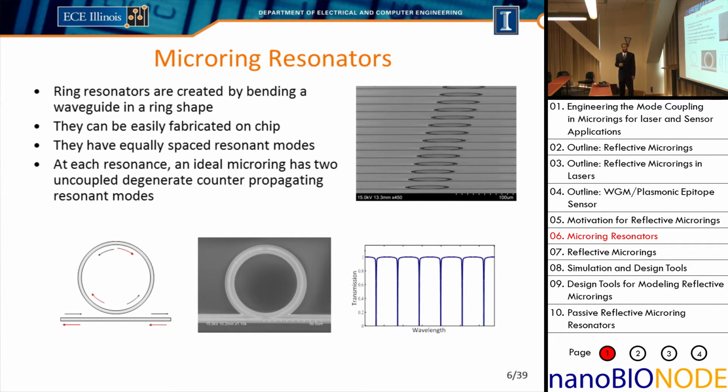So at a single resonance, there's actually two degenerate modes. The two degenerate modes are the counterpropagating modes. So there's one that's going clockwise, one that's going counterclockwise, and these have the exact same resonance frequency. So the key that we're going to do with our engineered mode coupling is we're going to couple the clockwise and the counterclockwise propagating modes to be able to form standing wave modes. So the standing wave modes are going to allow us to have high reflection in our device.